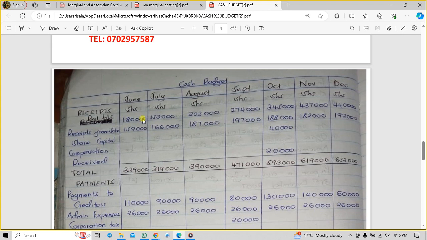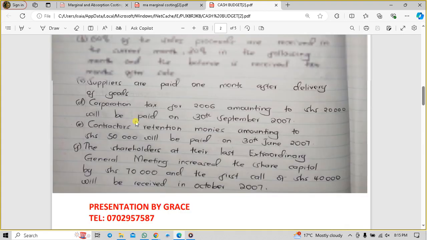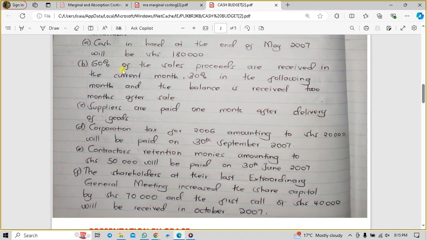This is the balance from the previous month after we make sales and we make payments. Okay, so from writing the 180,000, we proceed to part B, which I think is the longest. So 60% of sales proceeds are received in the current month, 30% in the following month, and the balance is received 2 months after sale.